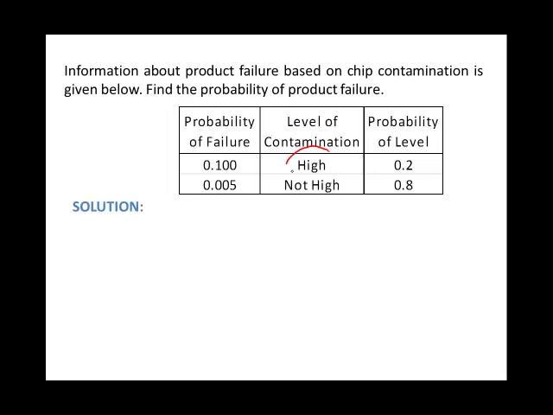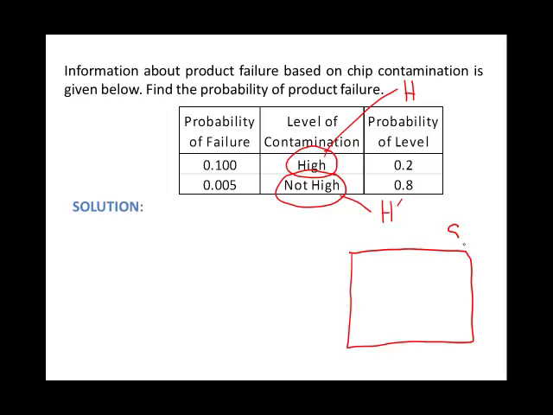So the chips that were subjected to high levels of contamination, let's say those are the event H, and the chips that were not exposed to high levels of contamination, let's label that H complement. So if our sample space S is of all the chips that we manufactured at this company, the chips were either subjected to high contamination levels or not high contamination levels. So S is broken up into these two mutually exclusive events. High contamination levels, 20% of the chips, and not high contamination levels, 80% of the chips.